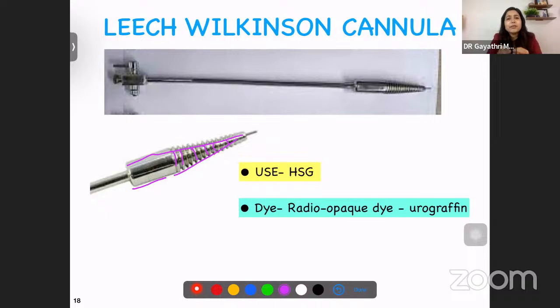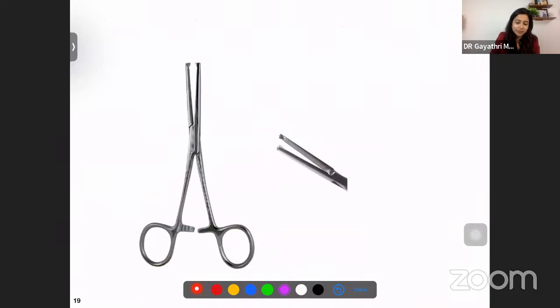And the ideal time to do the HSG is in the post-menstrual period, so that I can be sure that the patient is not pregnant and the endometrium is thinnest at this time. So I'm going to do the HSG in the post-menstrual period. And if I tell you a specific time, it is day 7 to day 10. This is the time when we do the HSG.